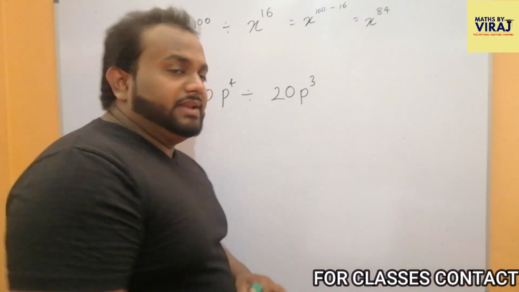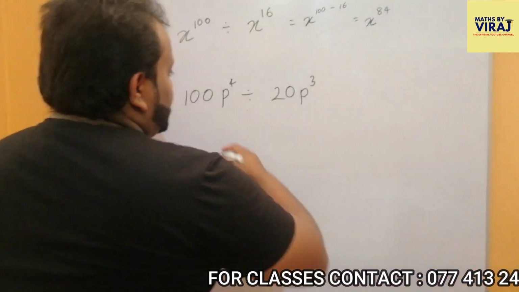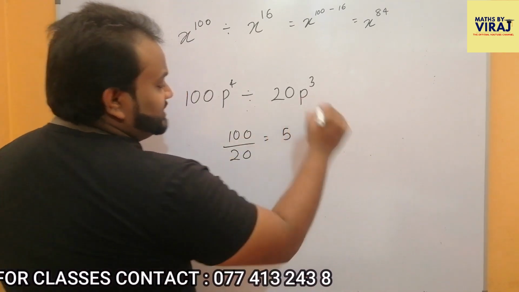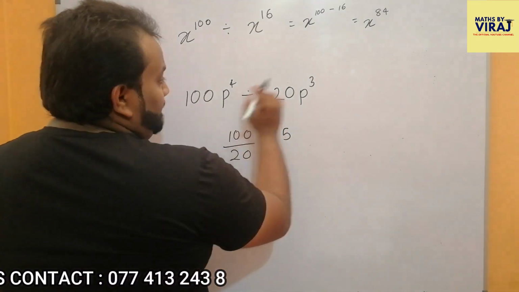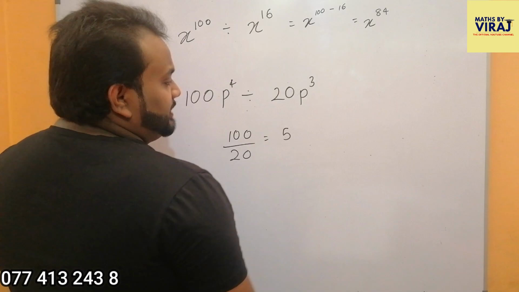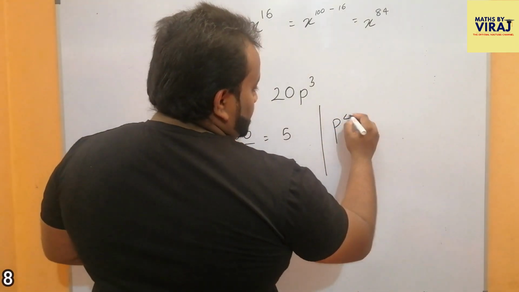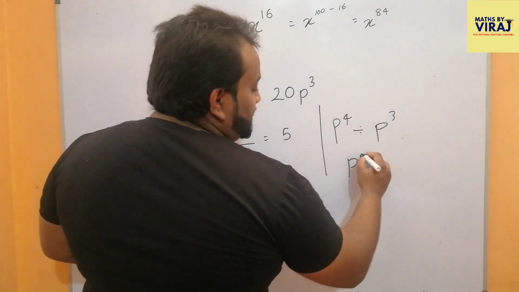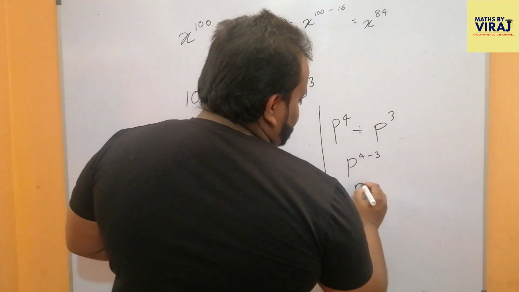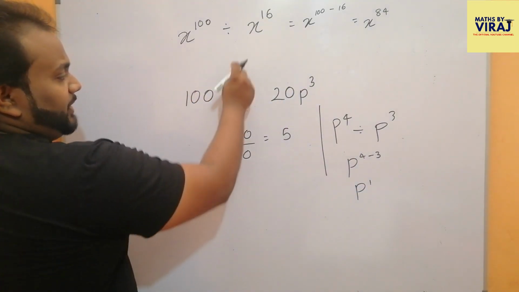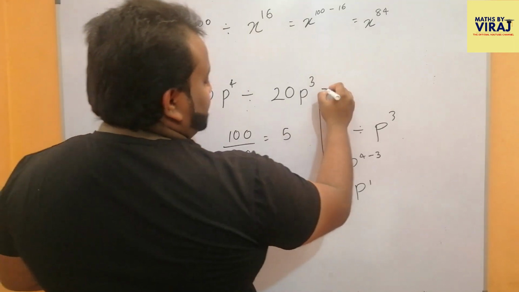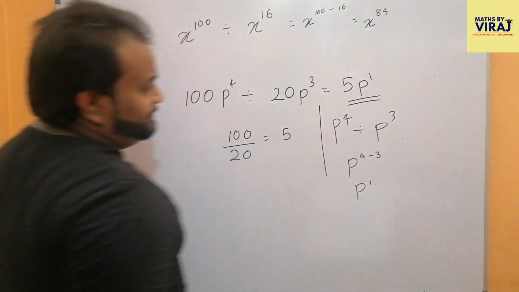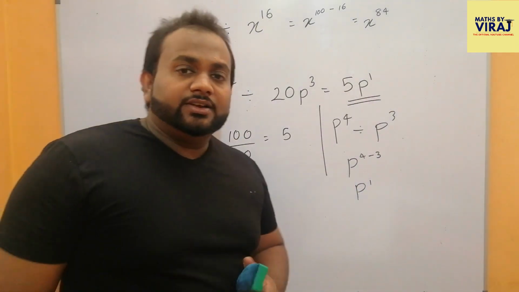Let's look at another example where numbers are involved. Here, I can easily divide 100 by 20, which gives me the answer of 5. When p to the power 4 is divided by p to the power 3, the bases are the same. Therefore, I can subtract the powers, which gives me p to the power 1. Therefore, 100 p to the power 4 divided by 20 p to the power 3, the answer is 5 p to the power 1. Very simple. 5 p to the power 1.